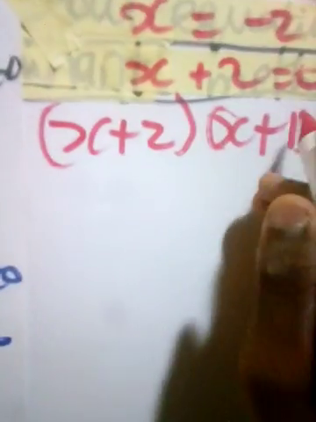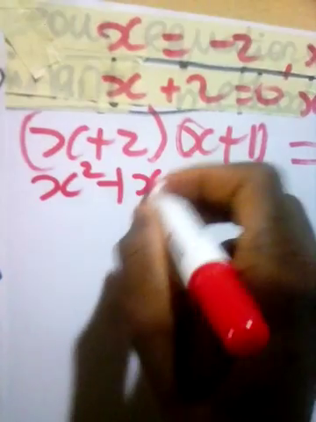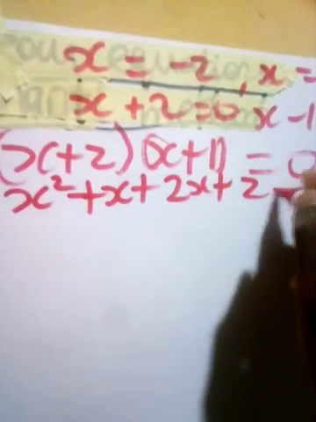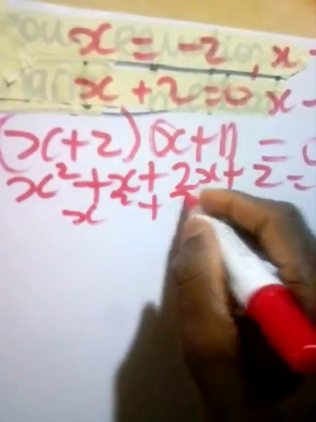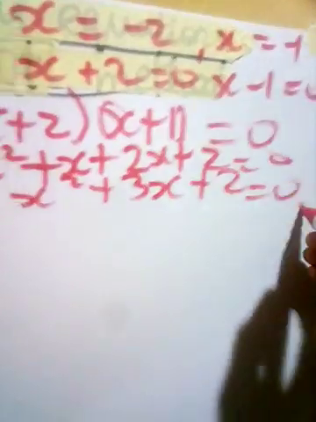So opening this up, I have x times x, x squared, plus x times 1, x, plus 2 times x, 2x, plus 2 times 1, 2, equals 0. And it gives me x squared plus, that's 1x plus 2x, 3x, plus 2 equals 0. So I still end up with this equation, x squared plus 3x plus 2 equals 0.